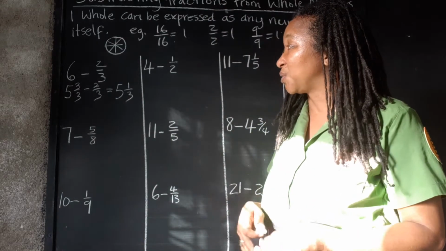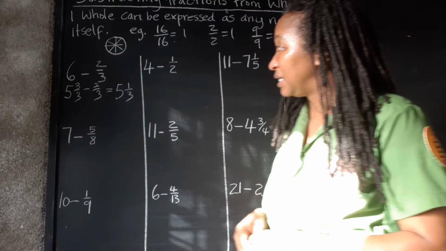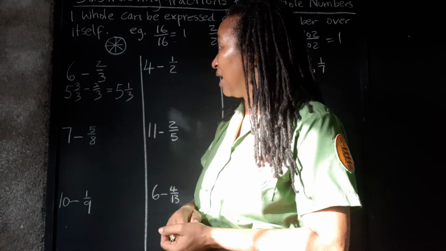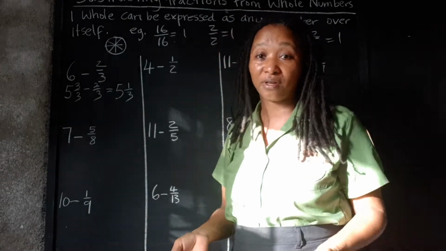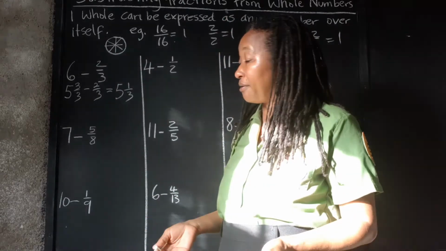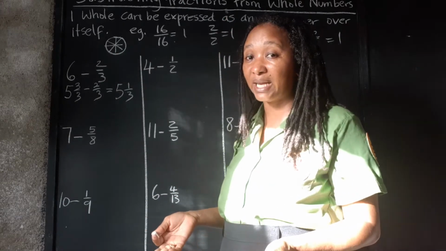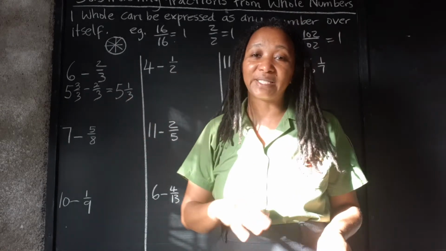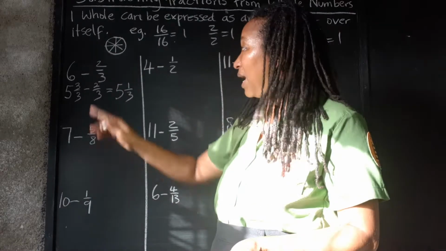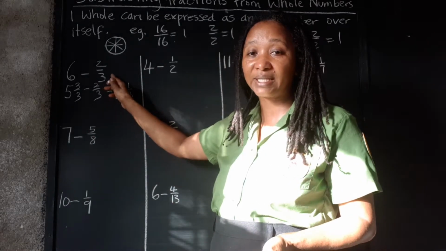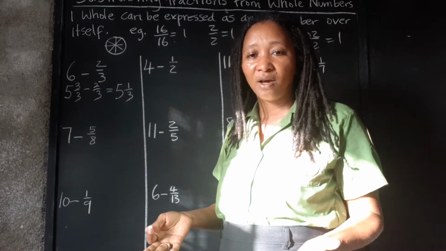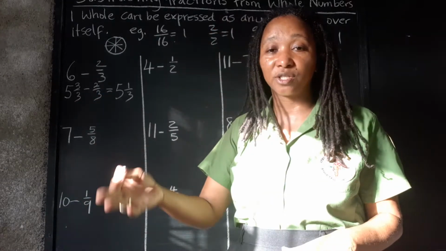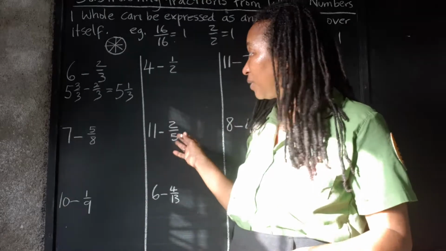Right? Many persons would be tempted to say 6 take away 2/3 is 5 and 2/3. Many persons will be tempted to say that. No. We have to remove 1 from the 6 and rewrite that one whole as whatever this denominator is, for convenience, since when they have the same denominator, we can just subtract the numerators. That's why we do that.